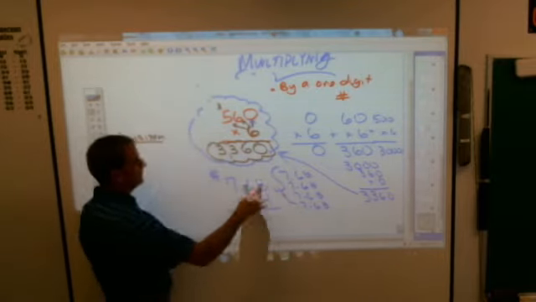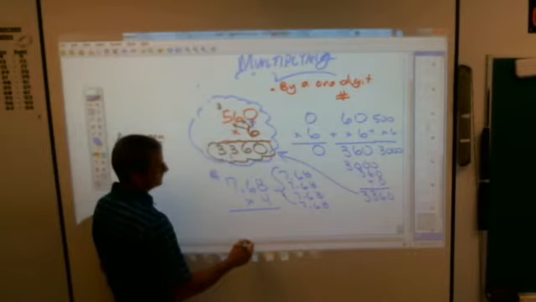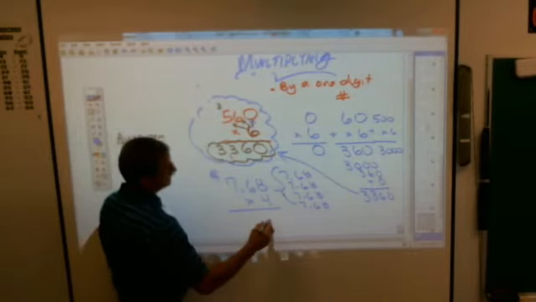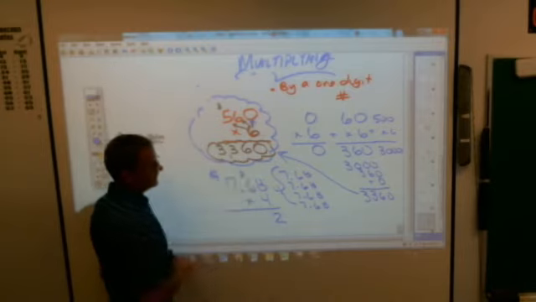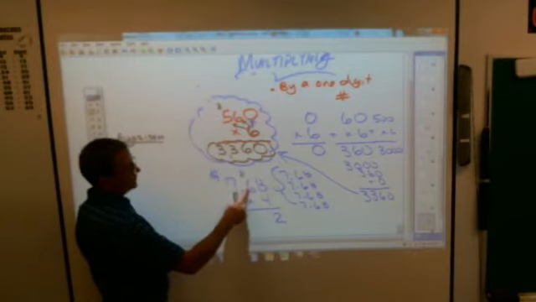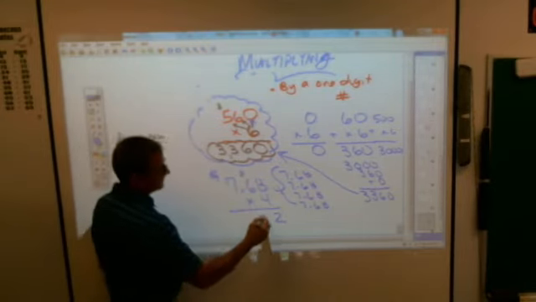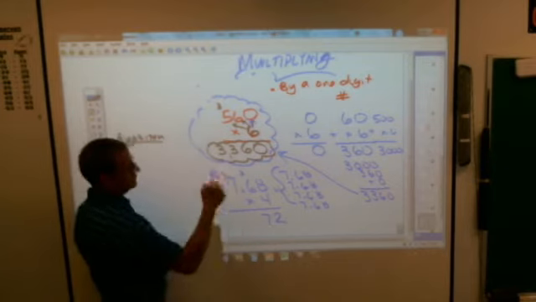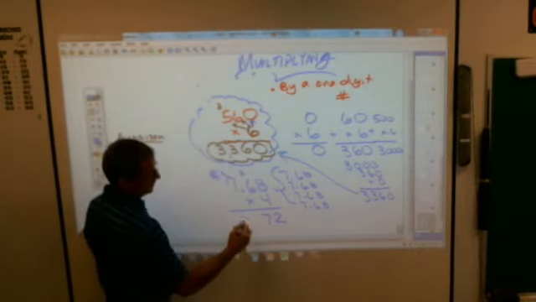Well, let's do it. 4 times 8 is? 32. A little slow on that. Carry the 3. Don't forget to carry it. 6 times 4 is 24, plus 3 is 27. Carry the 2. 4 times 7 is 28, plus 2 is 30.